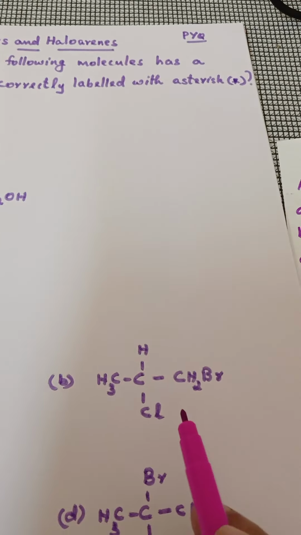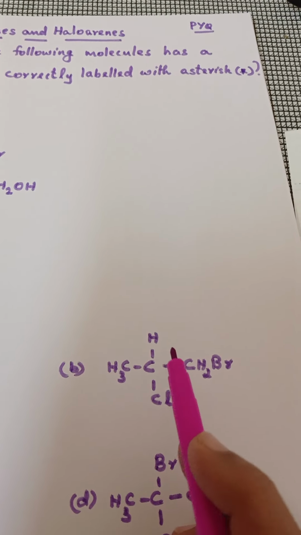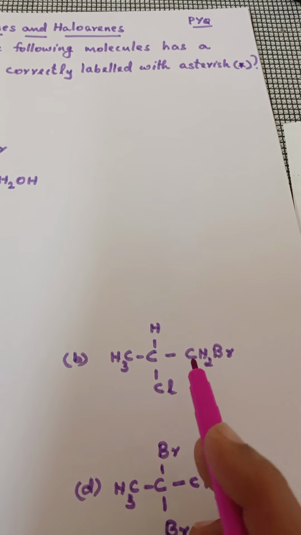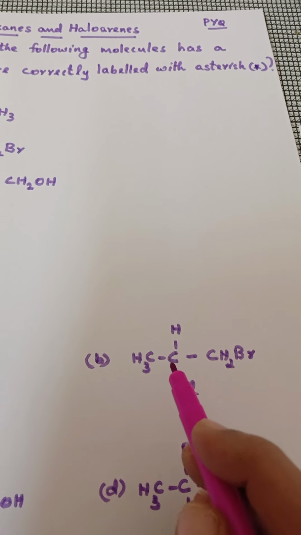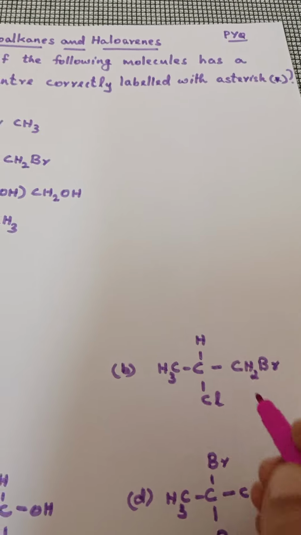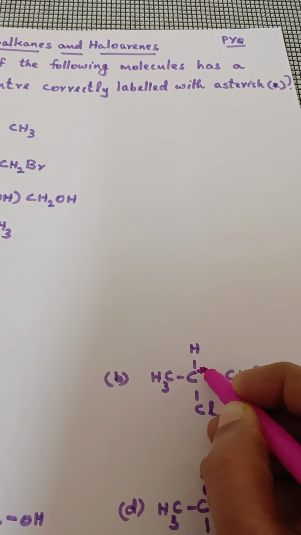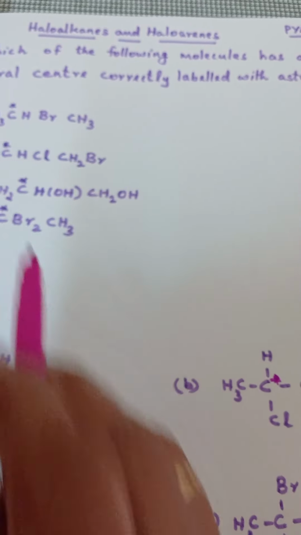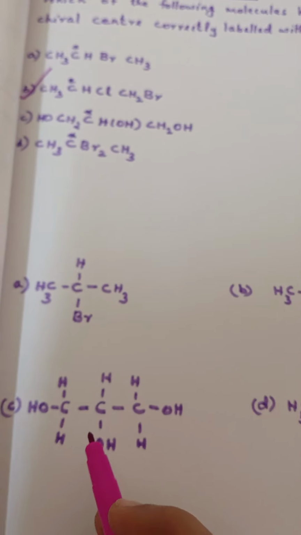What about this? Here we can see one hydrogen, here a CH3 group, here a Cl, and here a CH2Br. So all these four groups are different. So this is correctly labeled. So option B is correct. Then let us check the others.